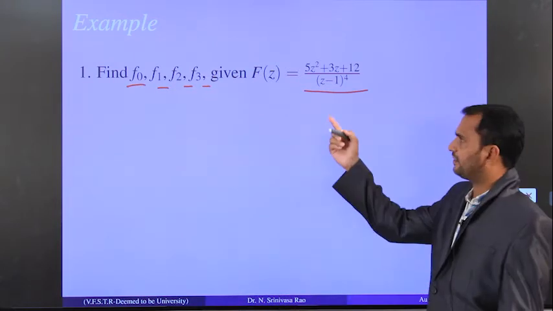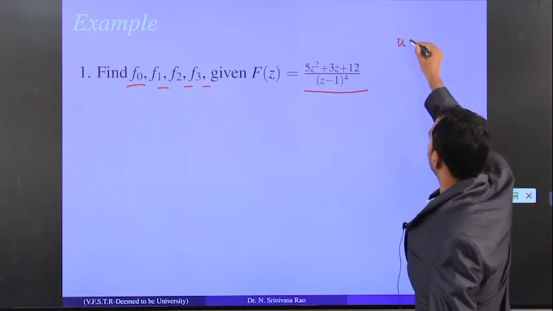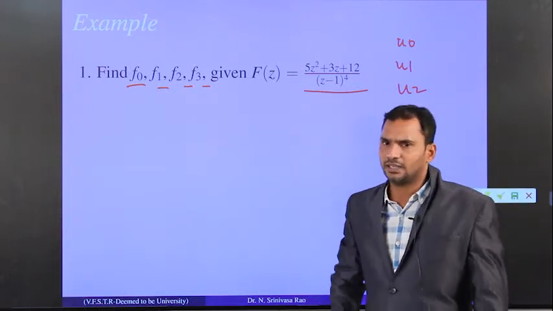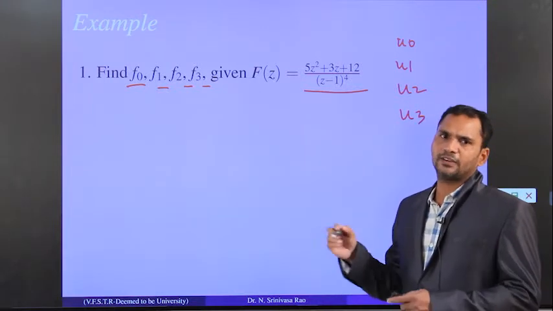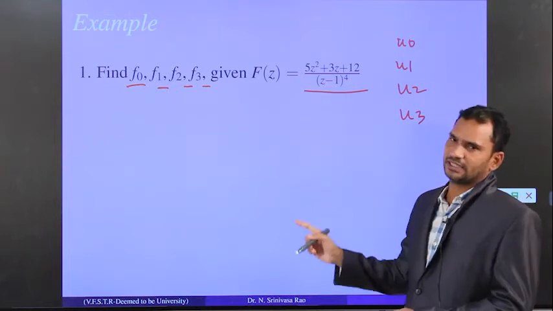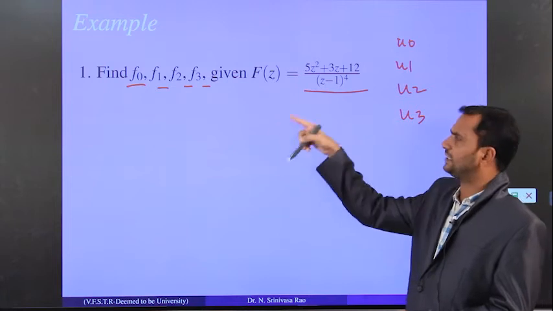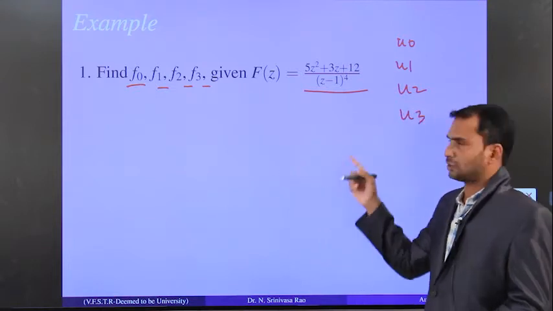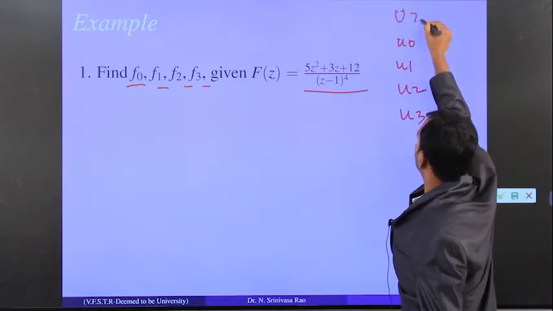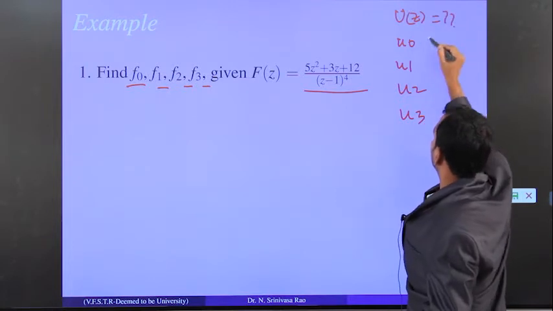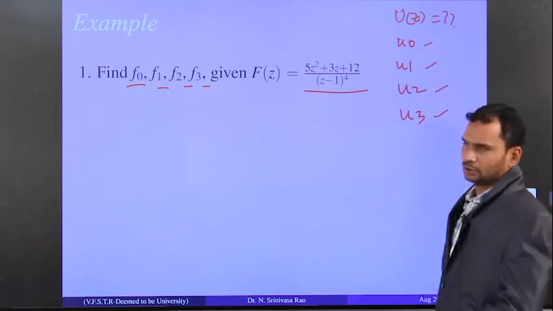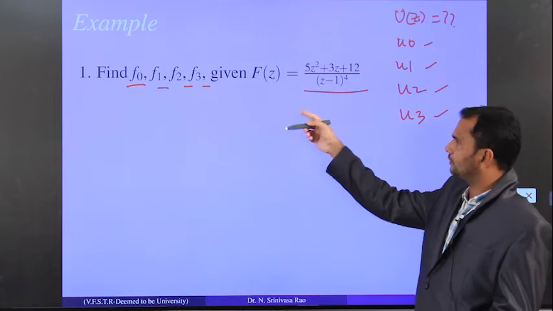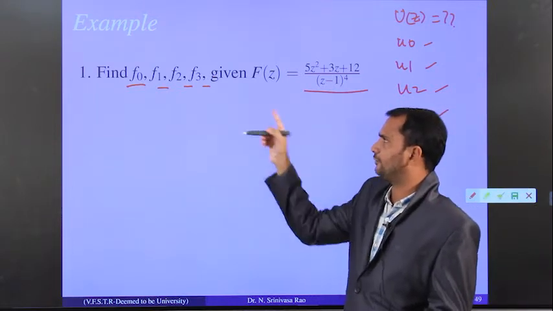In the previous slide, we denoted them as u0, u1, u2 and u3. Why we have denoted it with another variable is that every time they cannot give it as U(z) or something, so they will change the variable. They will give you F(z), and you have to find f0, f1, f2, f3. Sometimes they will give you U(z), and you have to find u0, u1, u2 and u3. So it is not always U(z); sometimes they will give you F(z), and you have to find f0, f1, f2, f3.